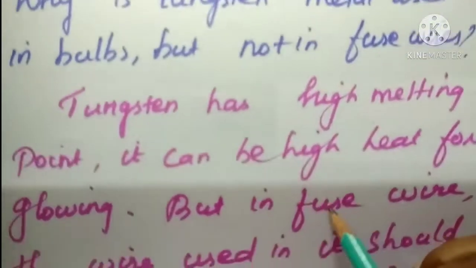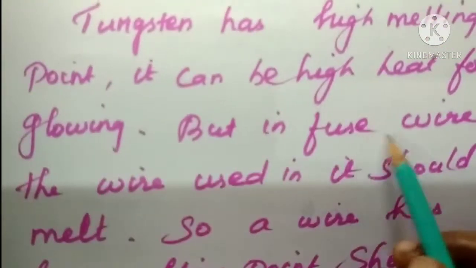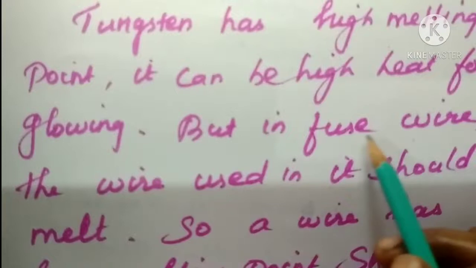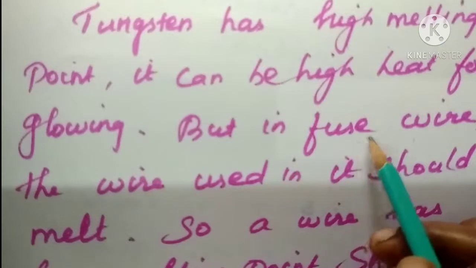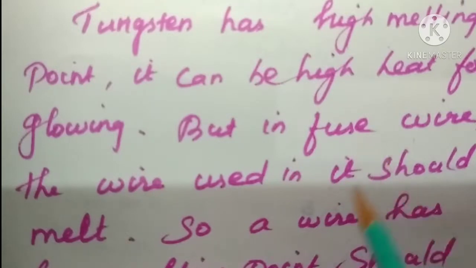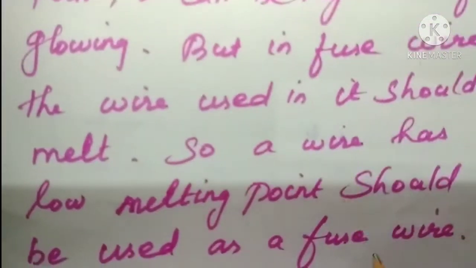Okay, but the wire used in a fuse should melt. So the wire we use in the fuse wire has to melt easily, which means its melting point will be low. That type of wire only we have to use in the fuse wire. So a wire with a low melting point should be used as the fuse wire.